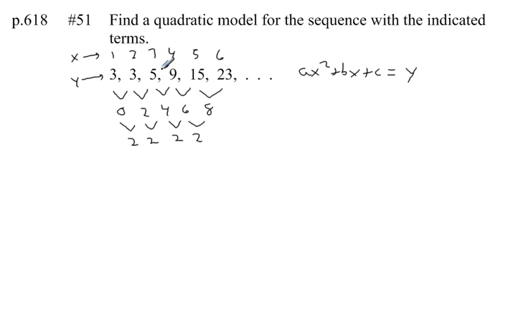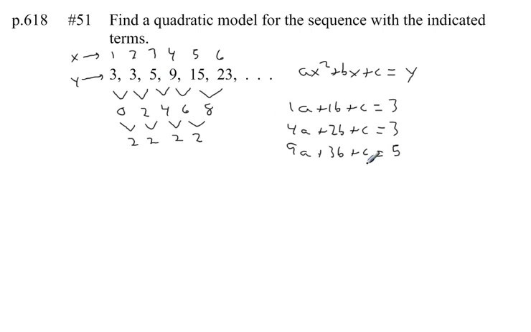Let's take a few of these points and plug them into this general formula. If we plug 1 in place of x, we get 1 squared, which is 1 times a, plus 1 times b, plus c is equal to my y value, which is 3. If I plug 2 in place of x, I get 2 squared, which is 4 times a, plus 2 times b, plus c is equal to 3. And if I plug 3 in place of x, I get 3 squared, which is 9 times a, plus 3 times b, plus c, which is equal to my third term, which is 5.